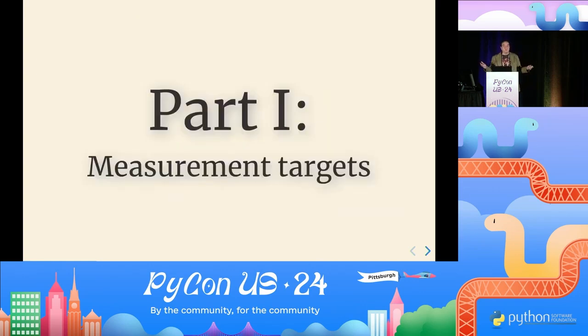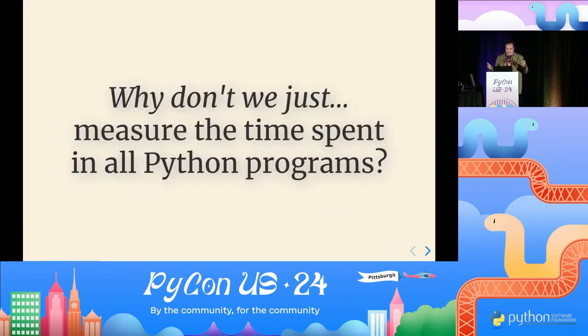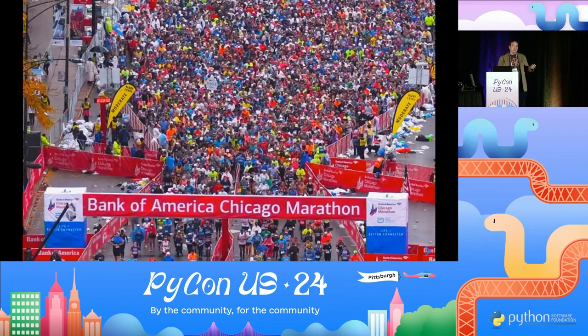All right, so part one is measurement targets. Let's start with the most naive approach possible, which is something I used to say: why don't we just measure the time spent in all Python programs in the world? You could imagine the analogy of a marathon. You have all these runners. You could just take all of their run times, and then, as they cross the finish line, compute a mean of all of them.